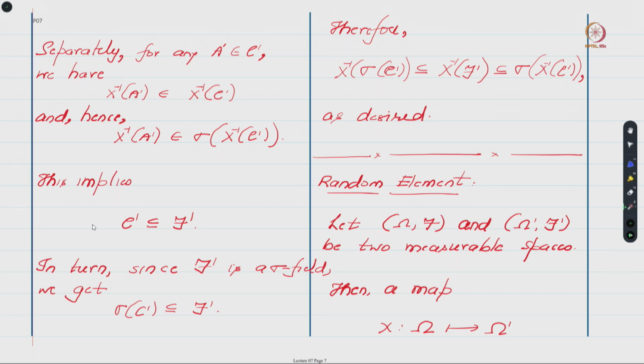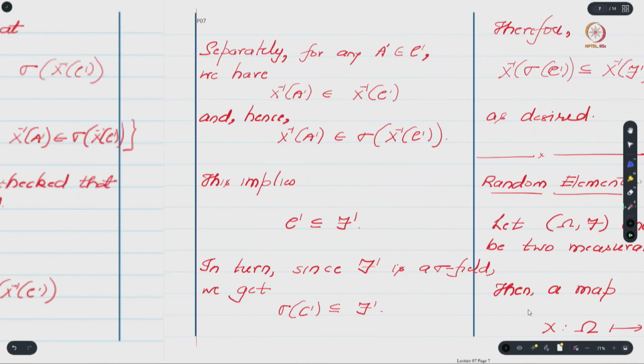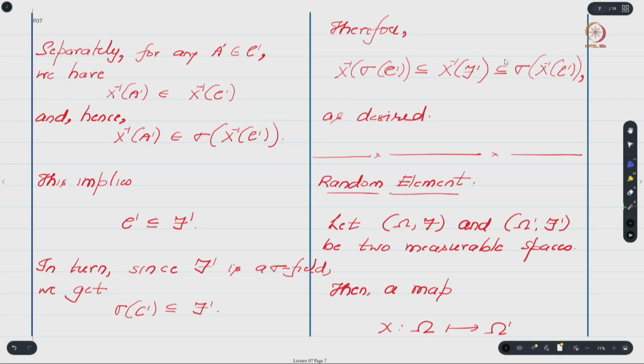Is this okay? Now because f prime is a sigma field, and it contains C prime, it follows that the smallest sigma field containing C prime is actually a subset of f prime. Now because of this relation, it follows that x inverse of sigma of C prime is a subset of x inverse of f prime, and in our previous discussion we had shown that x inverse of f prime is a subset of sigma of x inverse of C prime, and that is what we have written over here, and from this one can conclude that x inverse of sigma of C prime is a subset of this as we had desired to show. Is this okay?